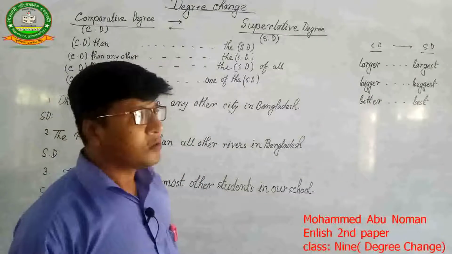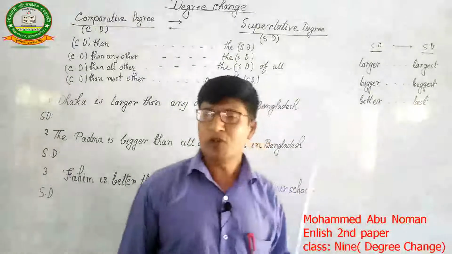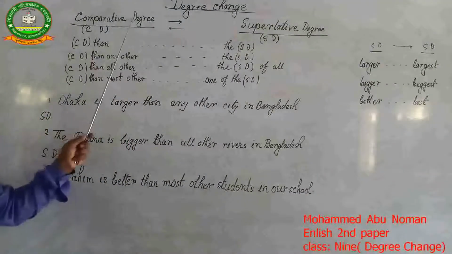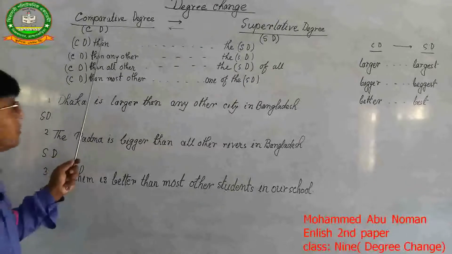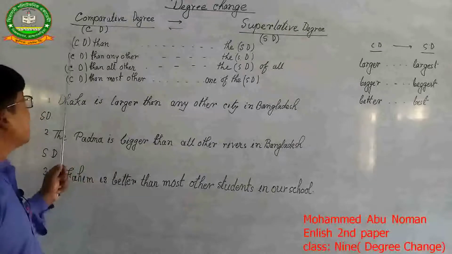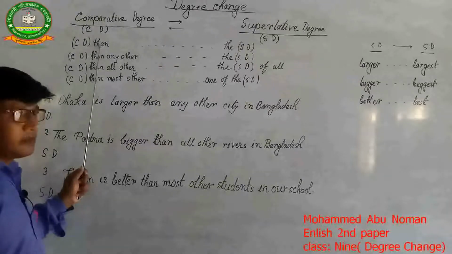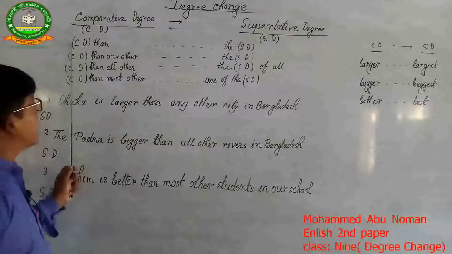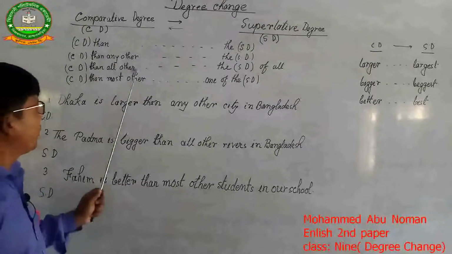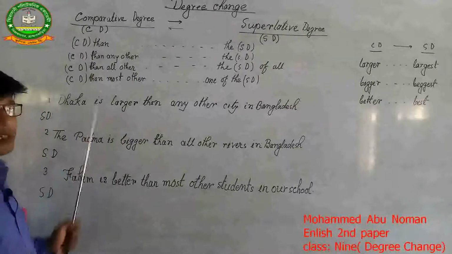To identify whether a sentence is positive, comparative or superlative, we have to remember some signs. Here I have written the comparative signs. CD means comparative degree. After the comparative degree, you will find "than", or "than any other", "than all other", or "than most other". These signs show you it is a comparative degree.